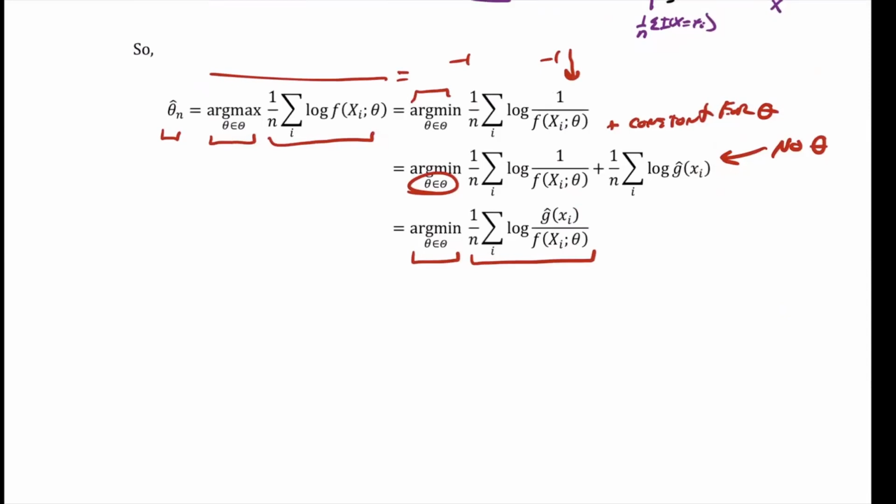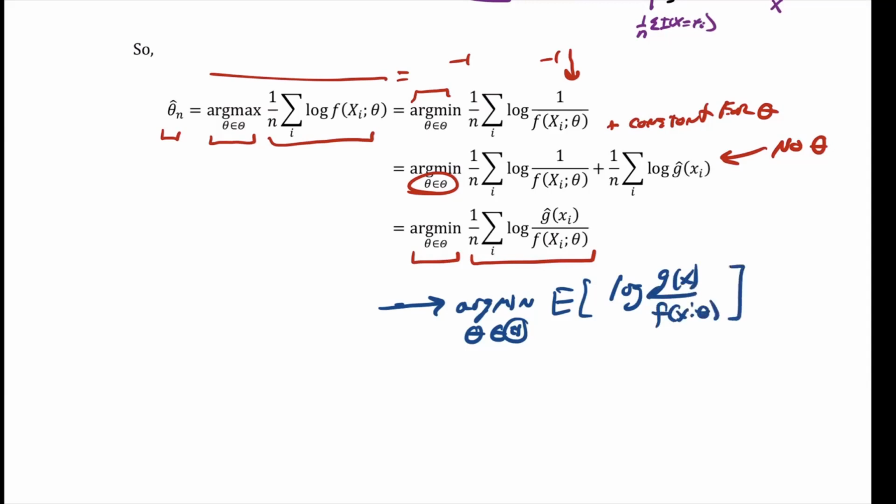Well, okay, now wait a second. As n goes to infinity, we know what's going to happen, right? So we can write it out here. I'm going to write it out on the next page. But as n goes to infinity, this is going to be the argument that minimizes. It's going to pick the theta that minimizes the expected value of log of g of x over f of x theta, right? But it's the expected value with respect to g, because this part here converges to that part here, because we know x is under g.